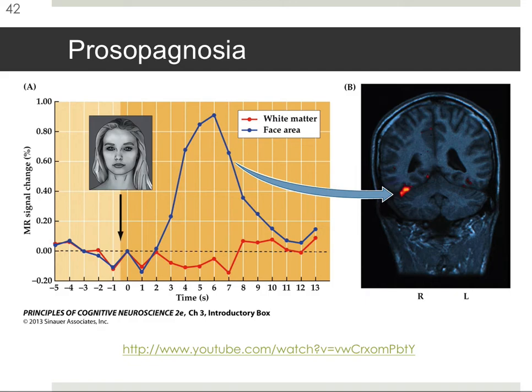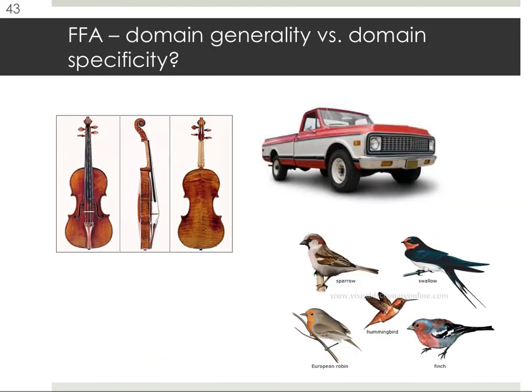But the upshot of that, the point I wanted to make with respect to the visual system, is just that there's a brain area in the fusiform gyrus, which is part of the inferior temporal lobe, which is part of the visual what pathway, that is responsive to faces.